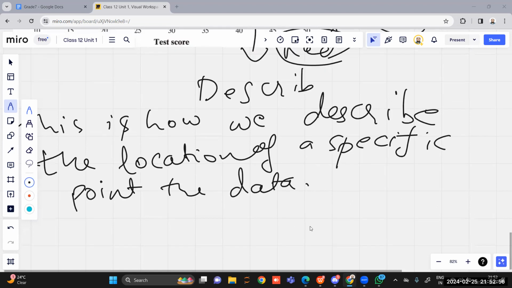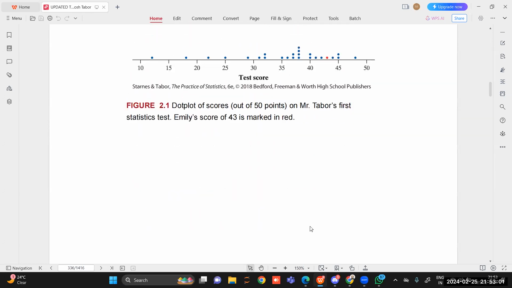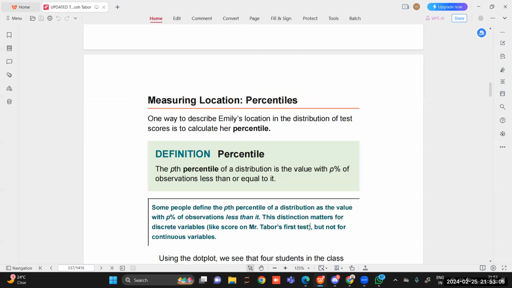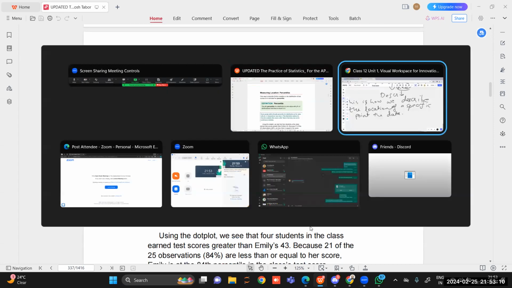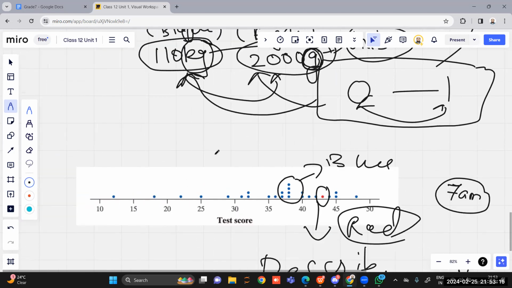This was the thing. A dot plot of scores of 50. So this is how we define the location. Now we come to the major thing, describing. If I tell you the 25th point in the data, you'll just take it and mark it as red. Yes or no? So what you have done is described the data.